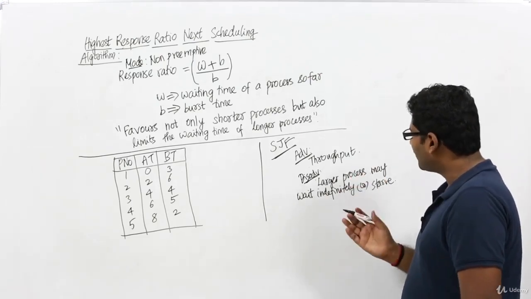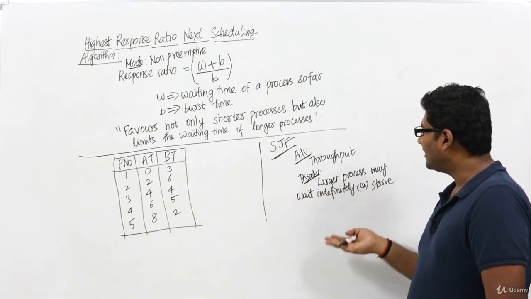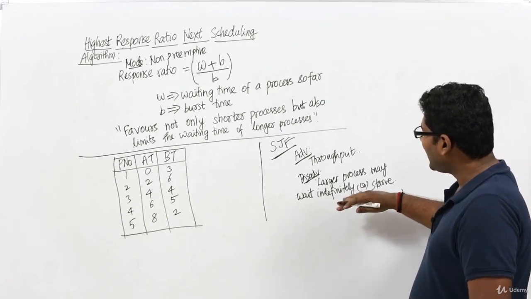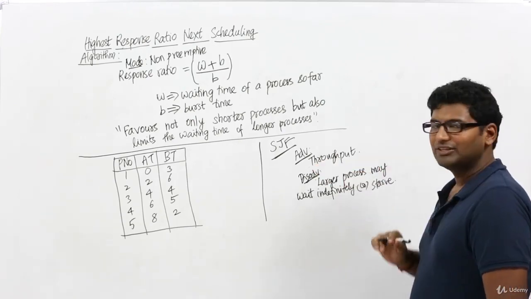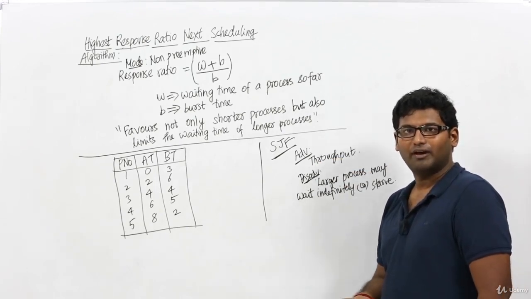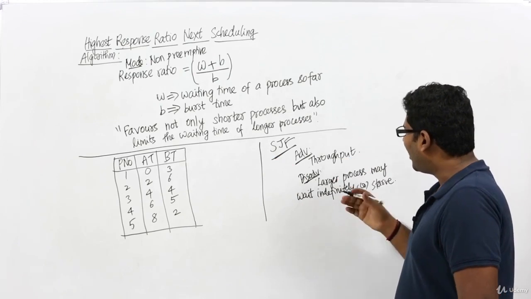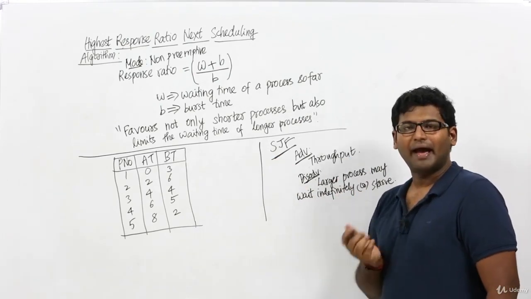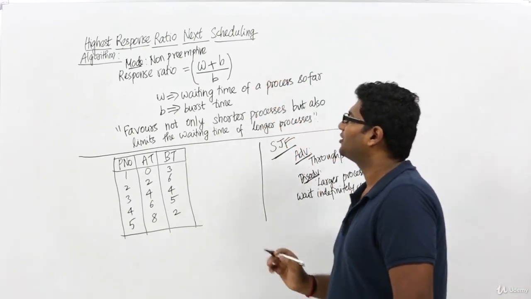Now what we shall do is sacrifice some of the advantage and have an algorithm which also achieves a decent throughput. It is not as good as SJF, but it achieves a decent throughput, and it also reduces the starvation problem. Can we have such an algorithm? That is the basic idea of the highest response ratio next scheduling algorithm.